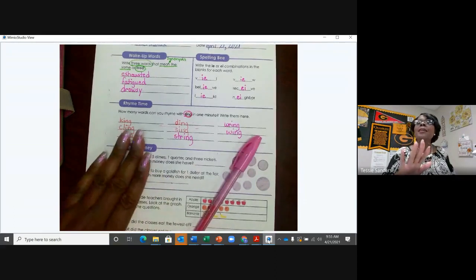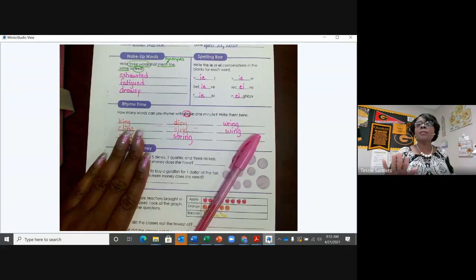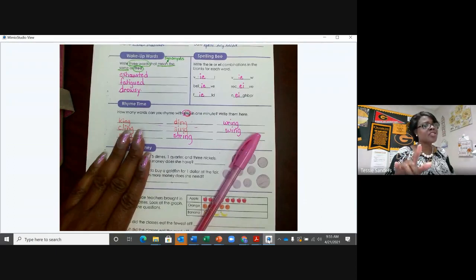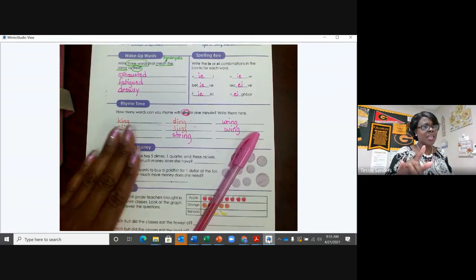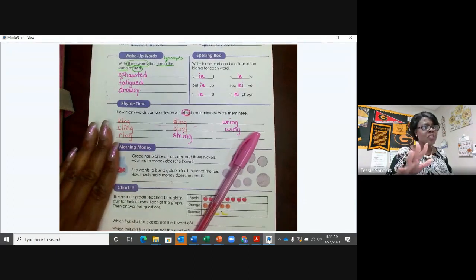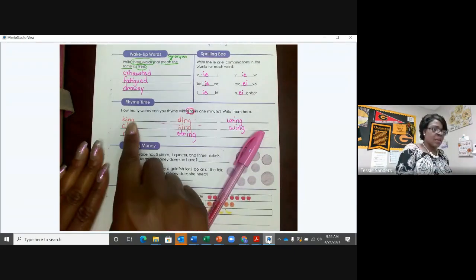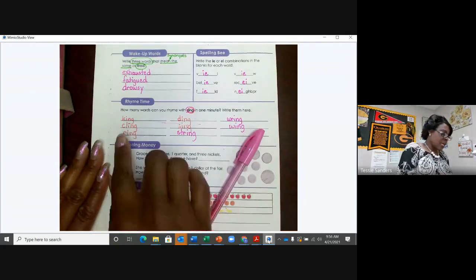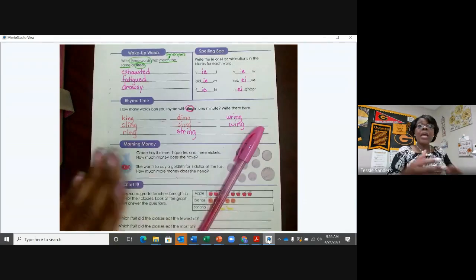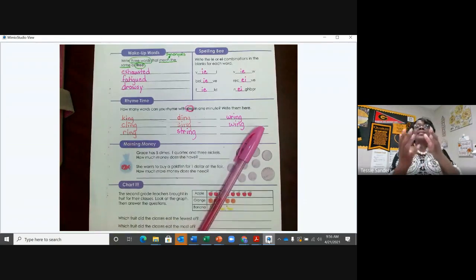She said clean. Now, let's check to see if a couple of these words rhyme with clean. King, clean, cling, clean. Yes, clean, C-L-E-A-N, does rhyme with king, cling, sing. Yes, it does. But that's a different type of rhyme.